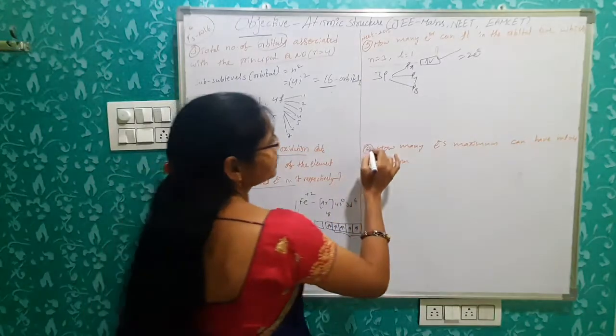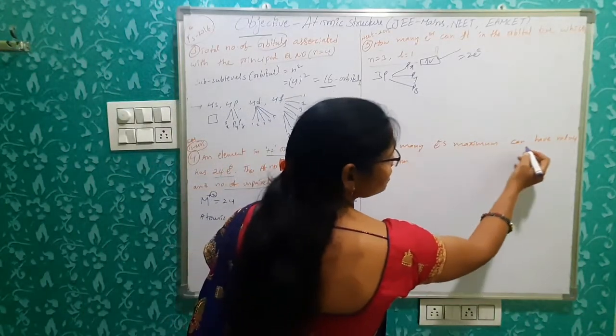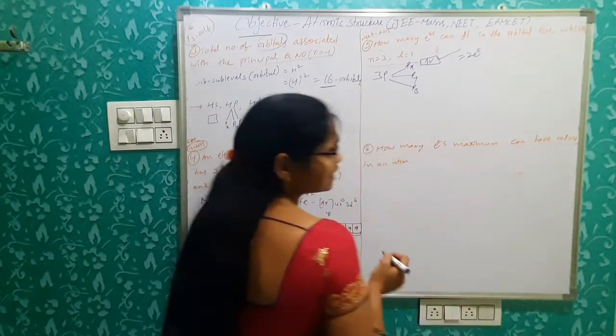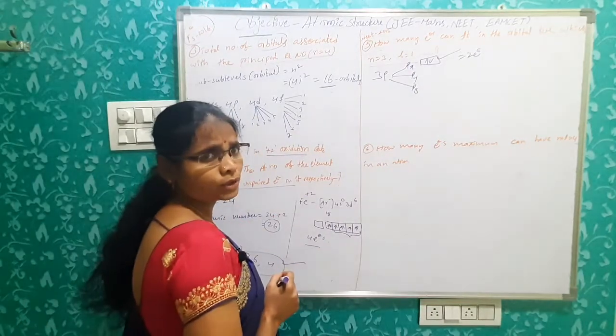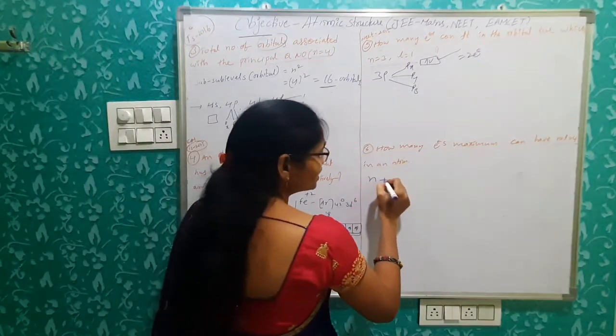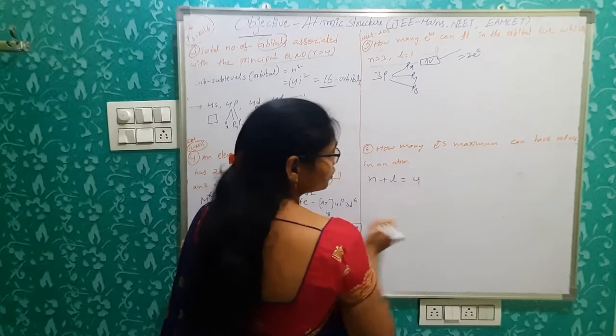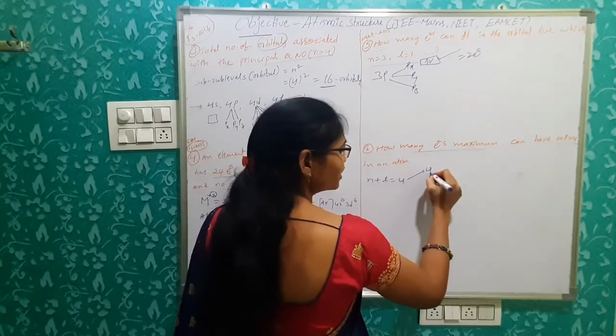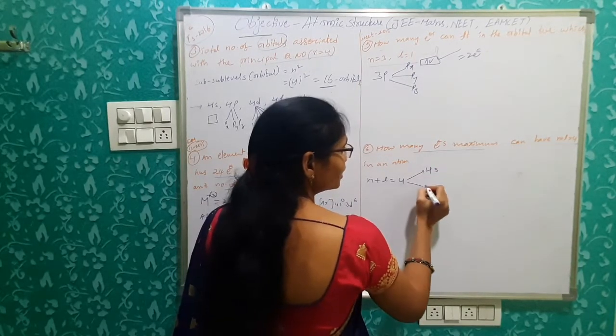Clear? Next, how many electrons maximum can have n plus L value equal to 4? n plus L value equal to 4 is possible for only 2 orbitals. They are 4s orbital and 3p orbital.